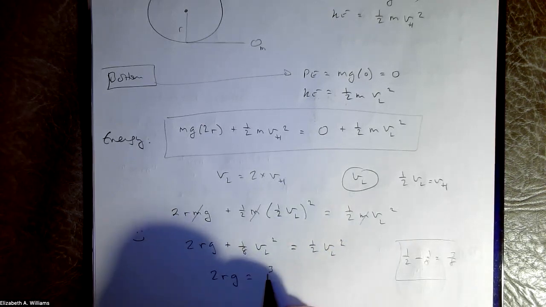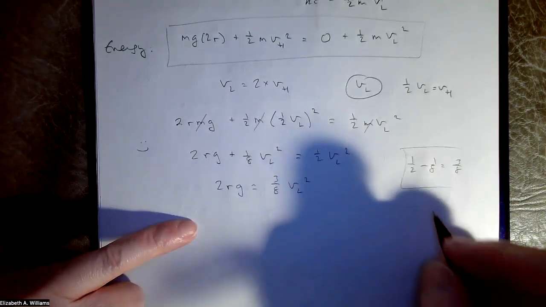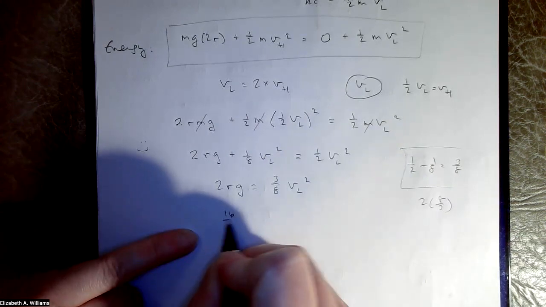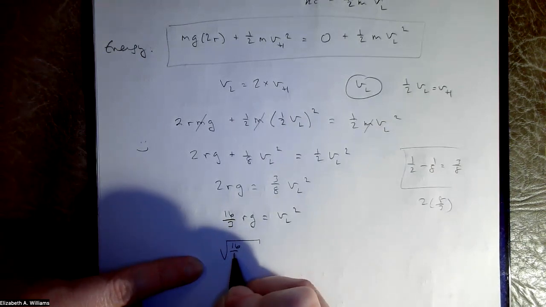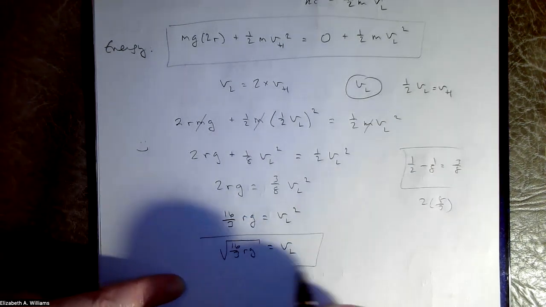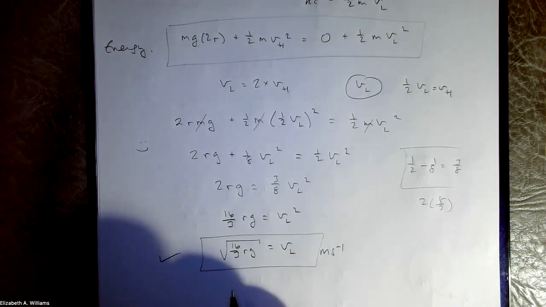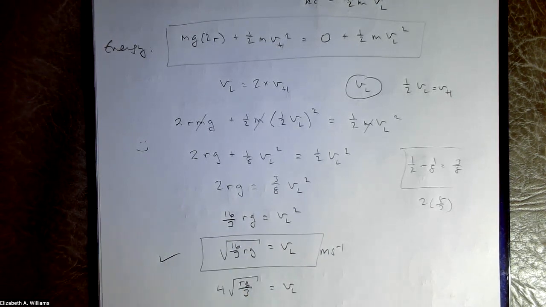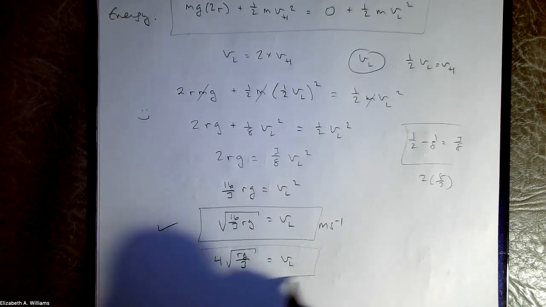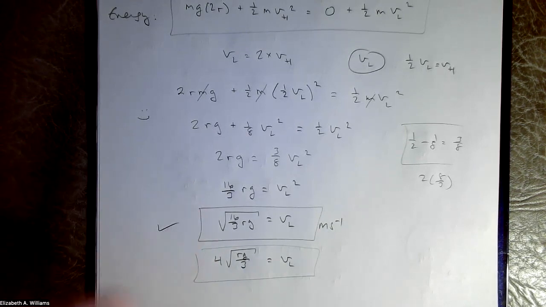You also have a calculator if you can't be asked to do arithmetic in your head, which is perfectly reasonable. Multiply both sides by 8/3. So I've got 2 times 8/3, which is 16/3 rg equals VL squared, which means the square root of 16/3 rg equals my speed at the bottom, in meters per second. This is the correct answer. If you want to simplify that, the 16 will throw a 4 out, so you could say 4 times the square root of rg over 3. You might see that printed in a textbook because it's common to simplify what you can, but there's nothing wrong with the other form.